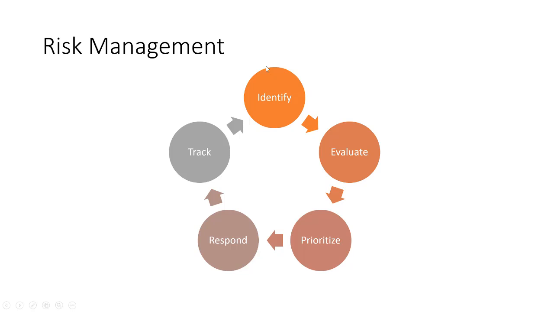The first thing you would probably do is identify, and then you assess or evaluate it. You prioritize those things that you've assessed. You respond if there's a response necessary, and then you track. You identify, you evaluate, you prioritize, respond. You just keep going around this circle.